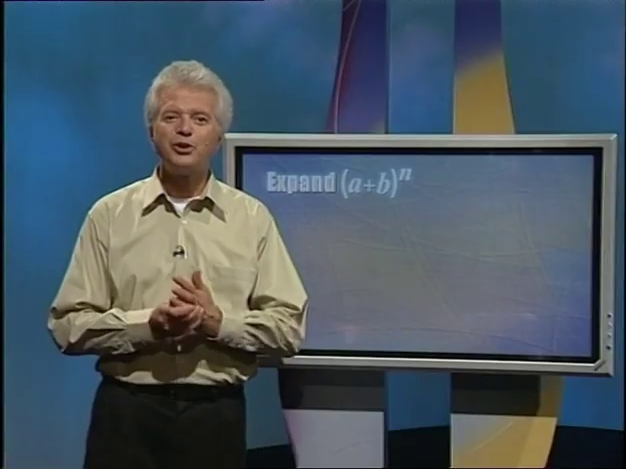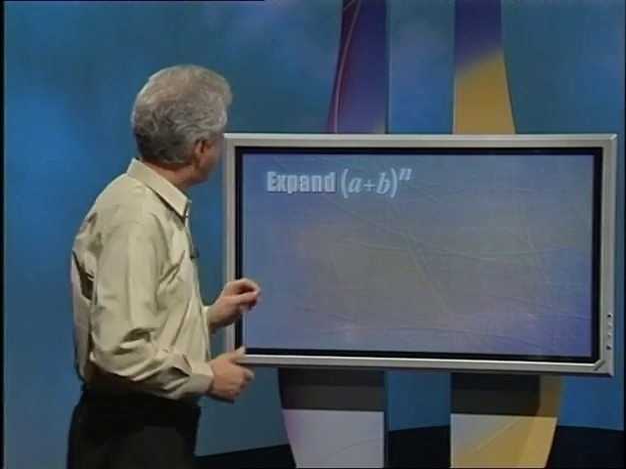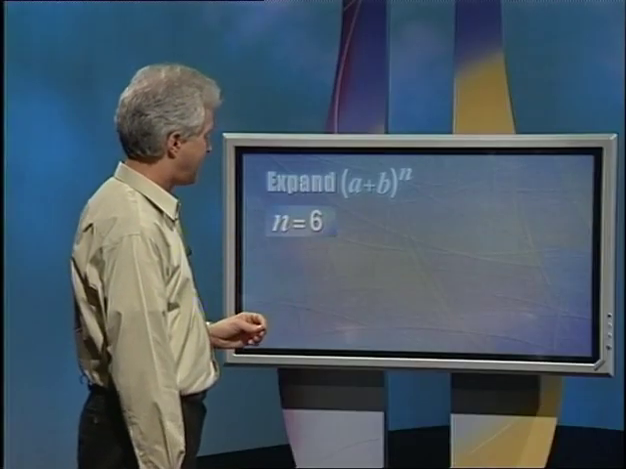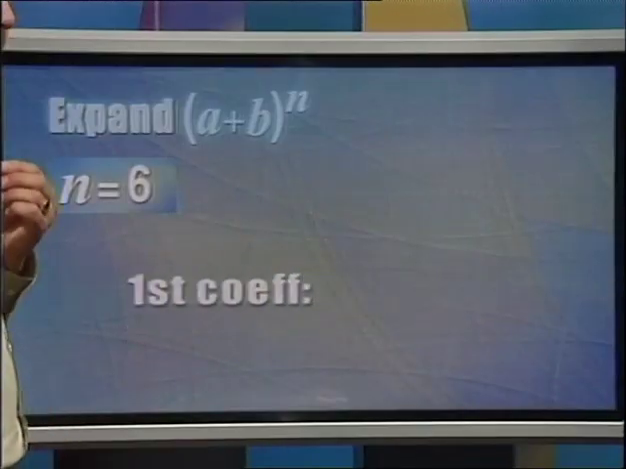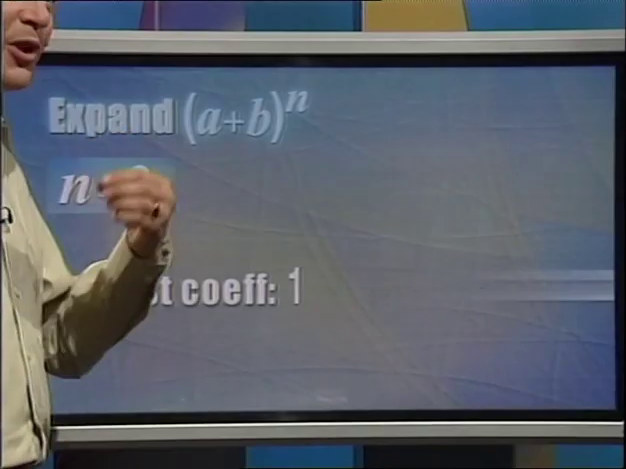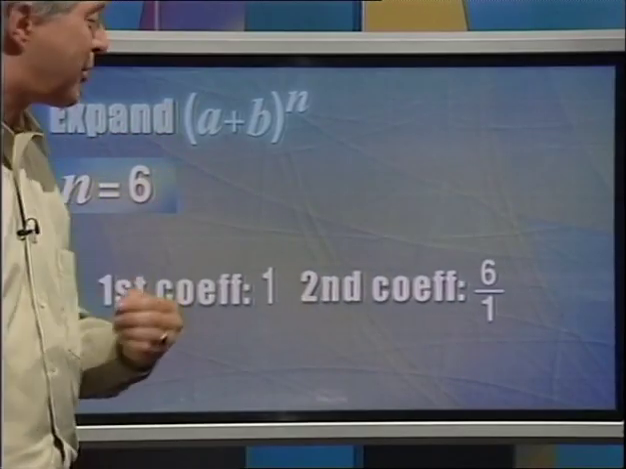But before you put those values into the expansion, it's worth noticing a routine for writing out each nCk. Now in this case, the power we're using is n equal to 6. The first coefficient is always 1. And the second coefficient is always n, in this case 6. But it helps to think of that as 6 over 1, to help with a pattern that's going to follow.